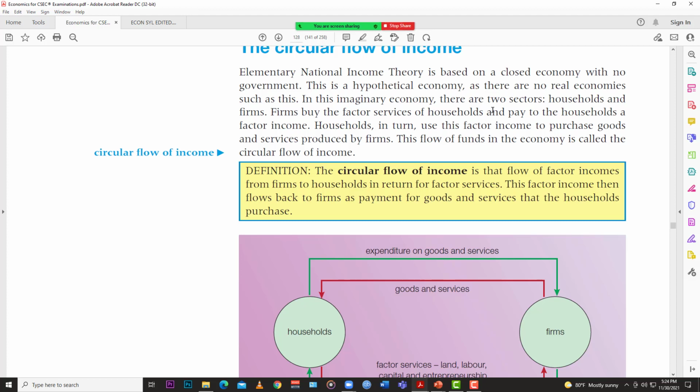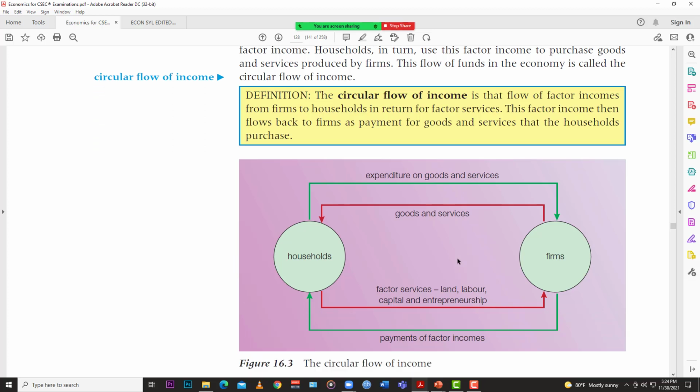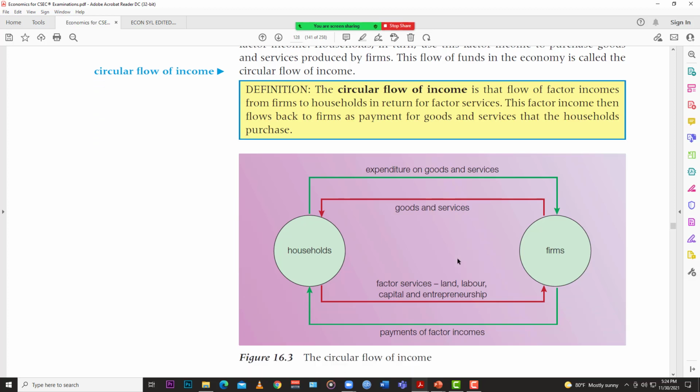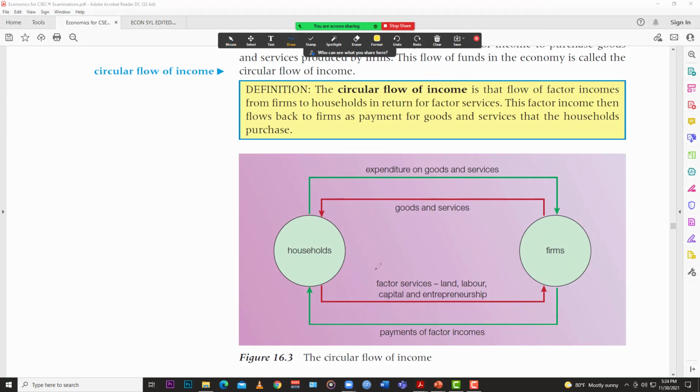So the firm is the one who pays these rewards to the factors of production, right? If I come and work for you as a firm, I should get my salary or my wage in return. And what do I do with that salary or wage now? I buy goods and services from the firm. So that's the circular flow right there in the closed economy. Household, firms. What does the household offer? The household offers the factors of production.